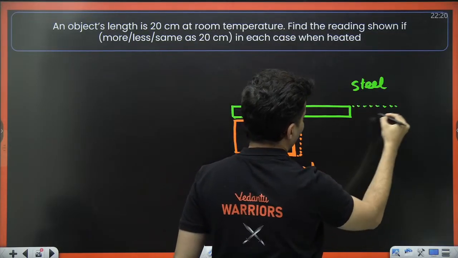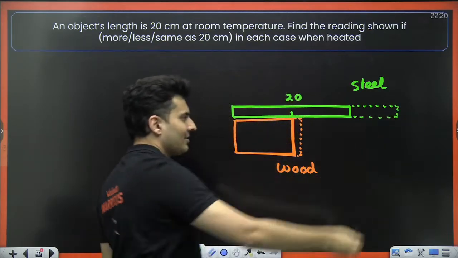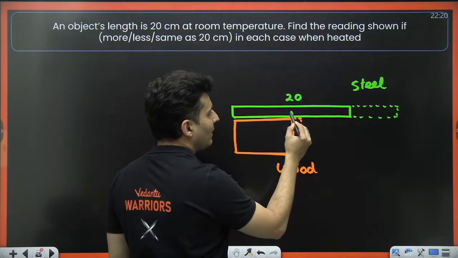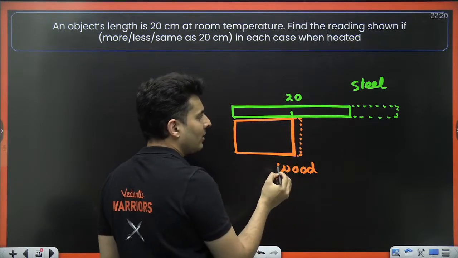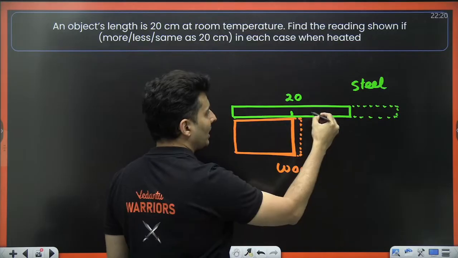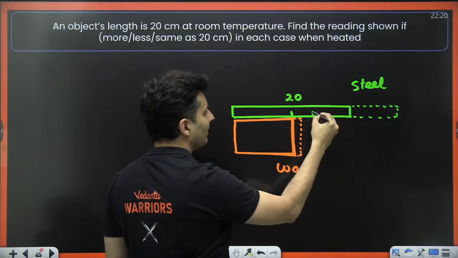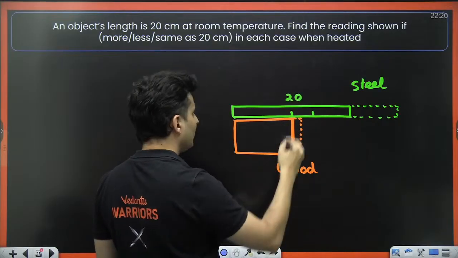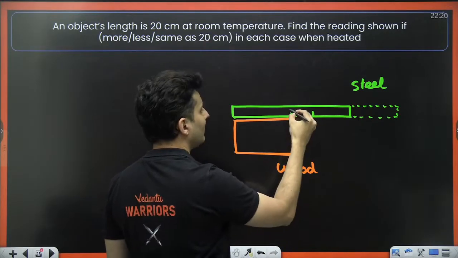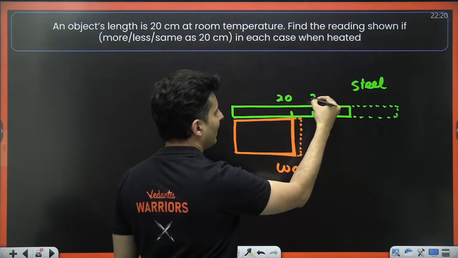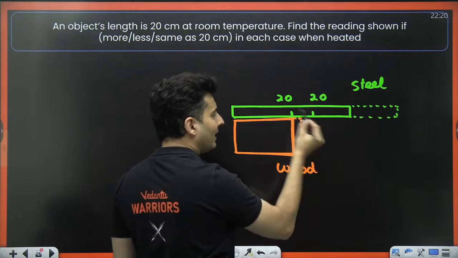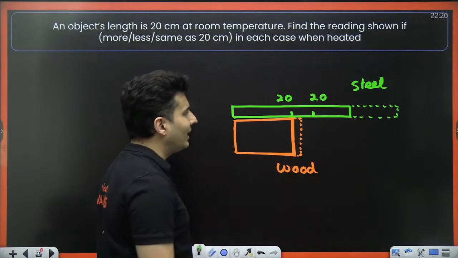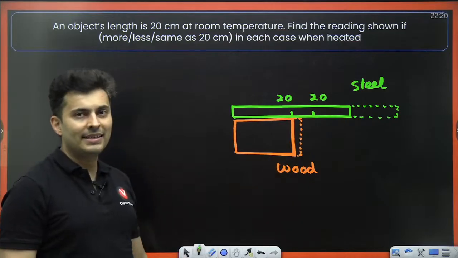scale will expand a lot. Relatively, I know this is highly exaggerated, but can you visualize? So will the 20 mark also move only till this point? No, right? It will expand more. That means maybe the 20 mark will come over here. Maybe that 20 mark which was earlier here, now that 20 mark will come over here. So at this new temperature, will you see the value on the scale as 20, more than 20 or less than 20?